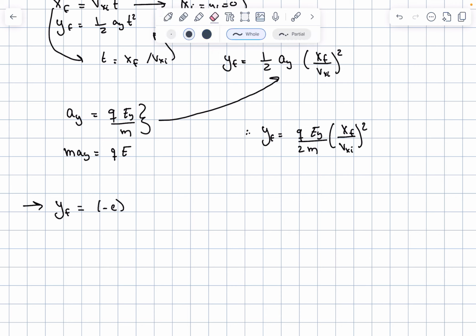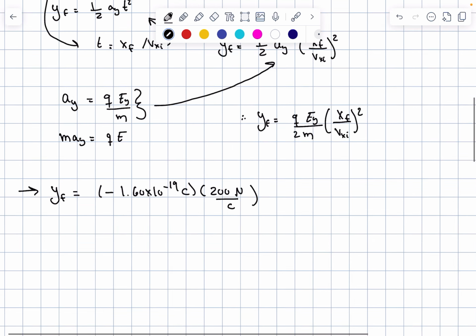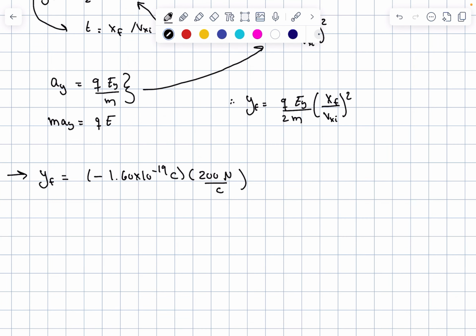Why don't I just go ahead and write, instead of just saying negative e, well, I know what e is for an electron. So it's negative 1.60 times 10 to the negative 19 coulombs. I know that E in the y direction is 200 newtons per coulomb. I have xf, x final, which is 0.200 meters. Square that.